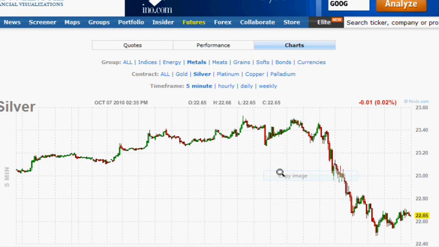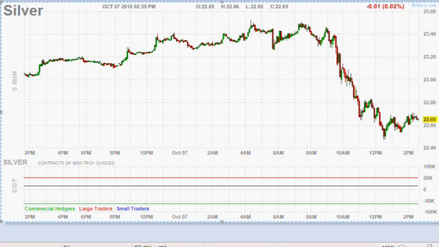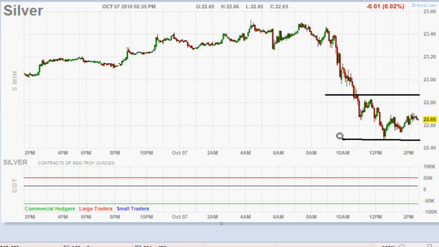What I can do is copy this image, paste it in a paint program, and 22.86 would be roughly somewhere in here, and the bottom part would be somewhere in this area here. When it came down to the 38.2 level, it really didn't find that much support. And thus, when we have this big candle here, there's a good chance we'd be going down to this level here. That's exactly what happened.